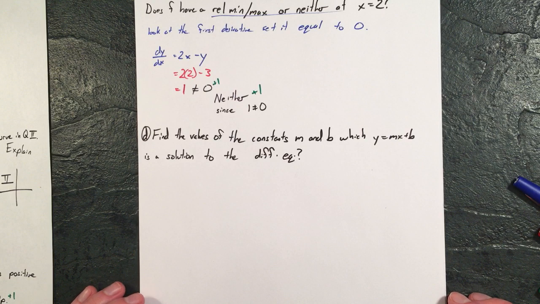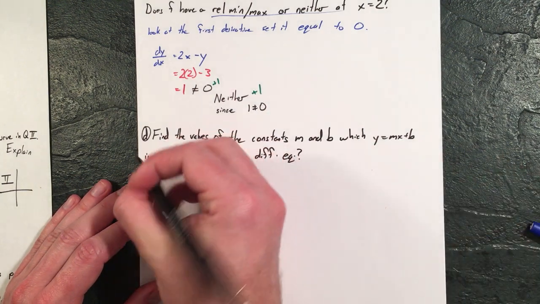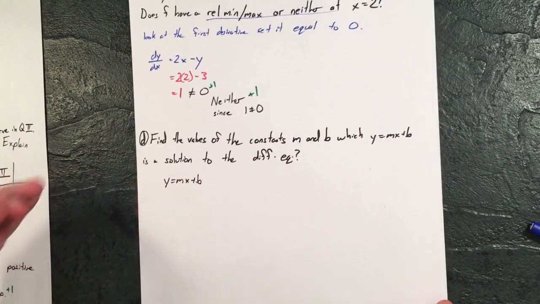That leaves us with 3 points here. Find the value of the constants m and b for which y equals mx plus b is the solution to the differential equation. Okay, so the only thing they really give us here is that we know, let's stay with the black one, y equals mx plus b.